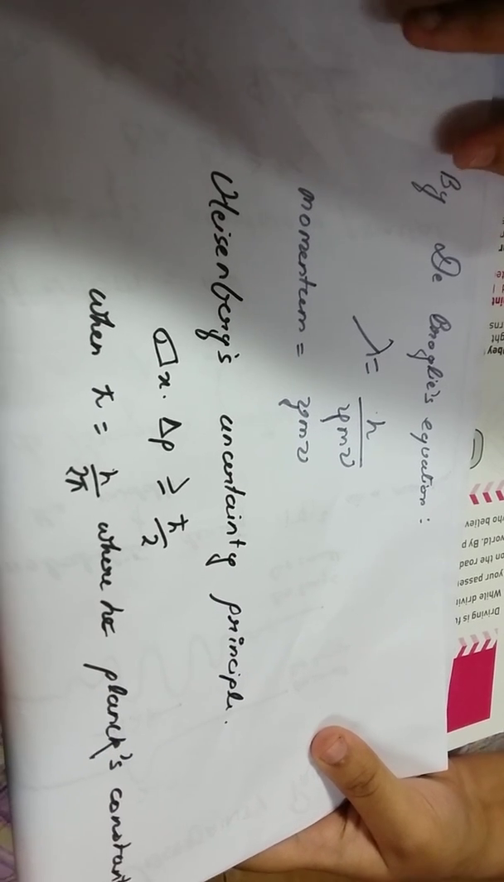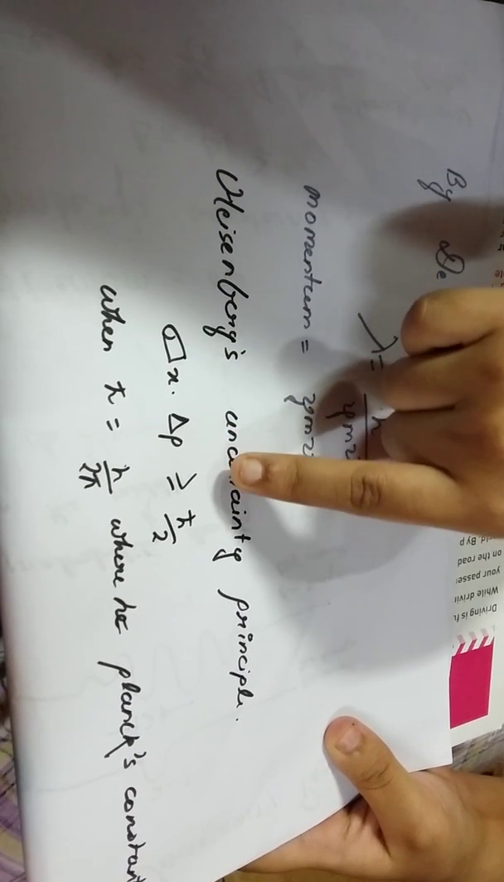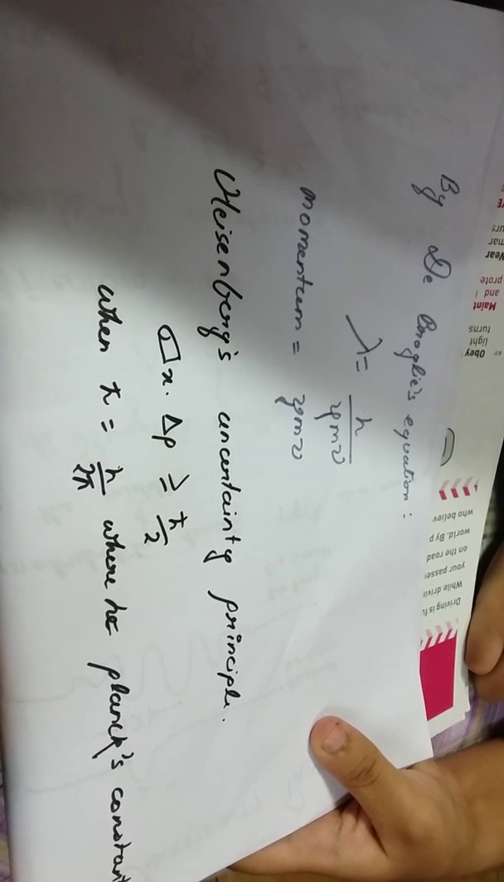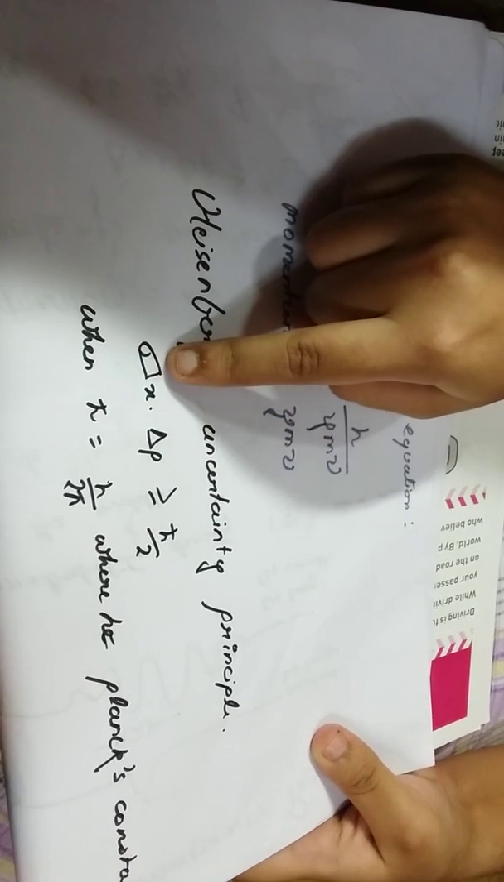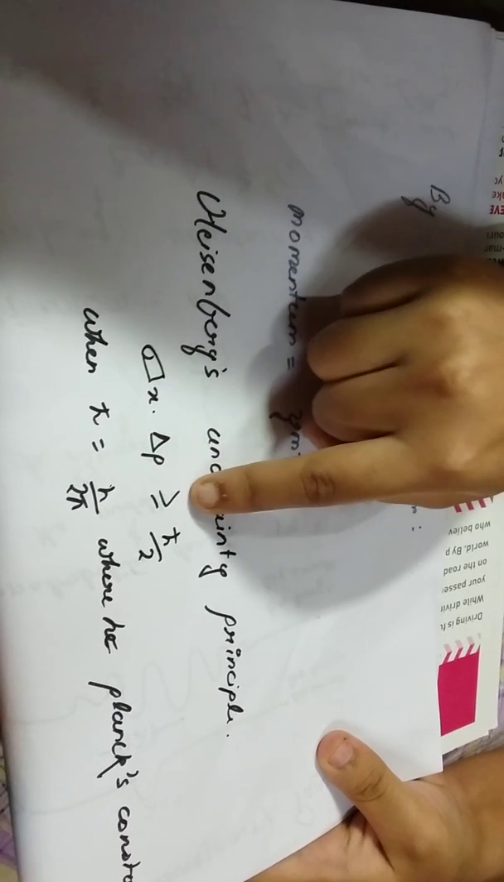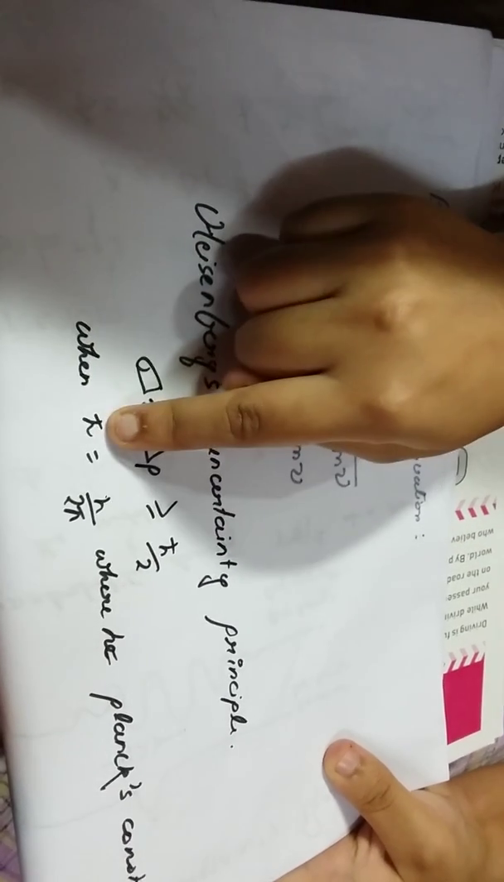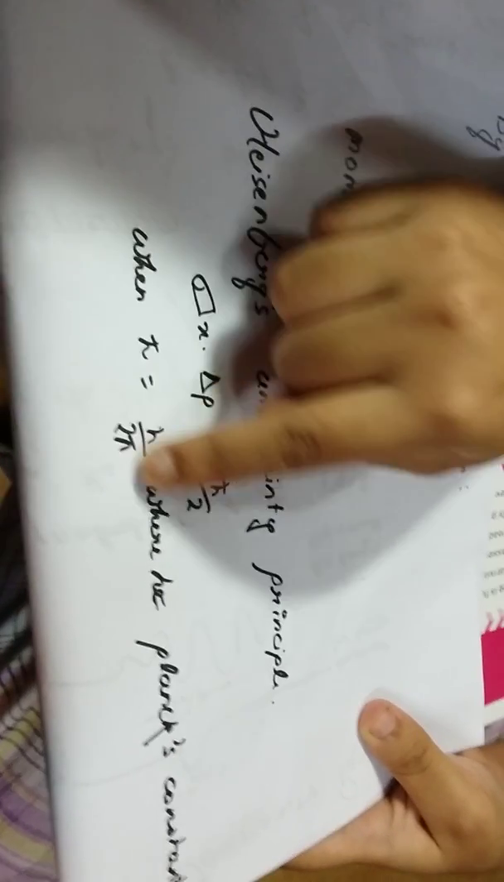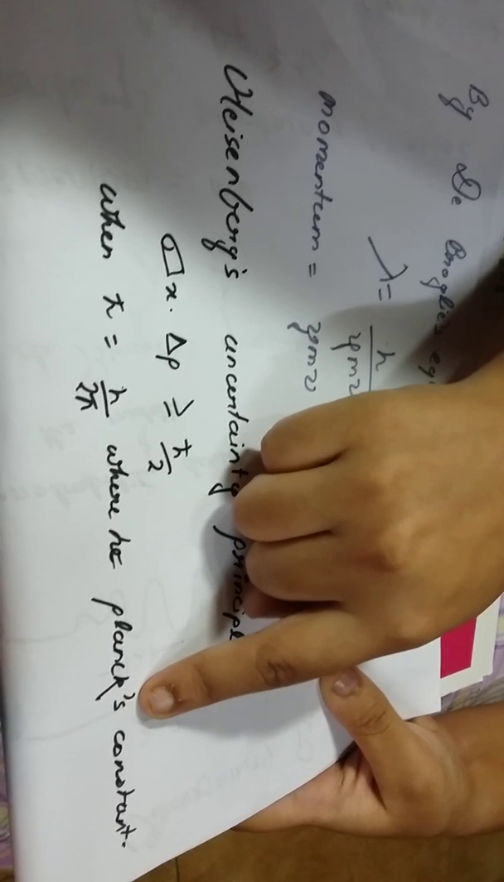Mathematically, the equation is represented as del x into del p is more than or equal to h cross by 2, where h cross is equal to h by 2 pi, where h is Planck's constant.